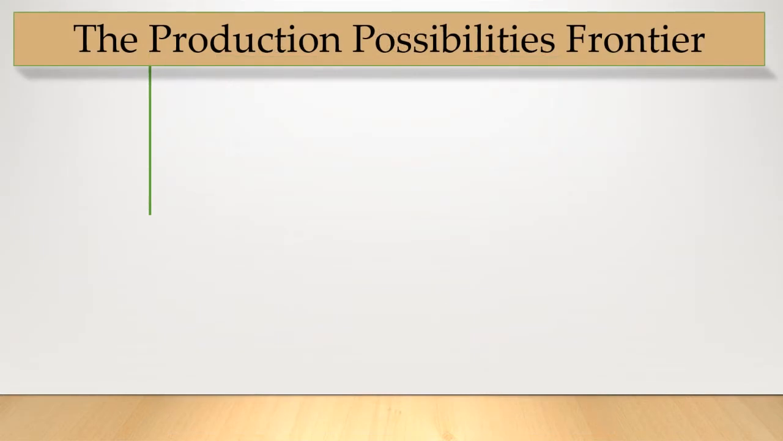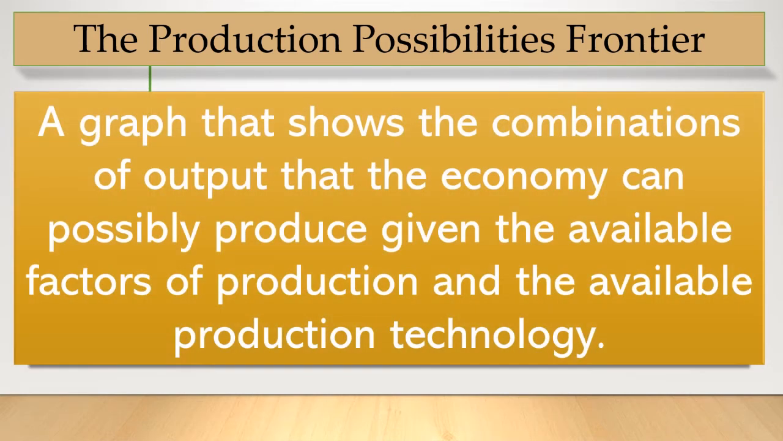This model is something you're going to be using quite a bit in many different variations, and this is the production possibility frontiers. This is a simple graph that shows the combinations of output that the economy can possibly produce, given the available factors of production and the available production technology. This probably means absolutely nothing to you.